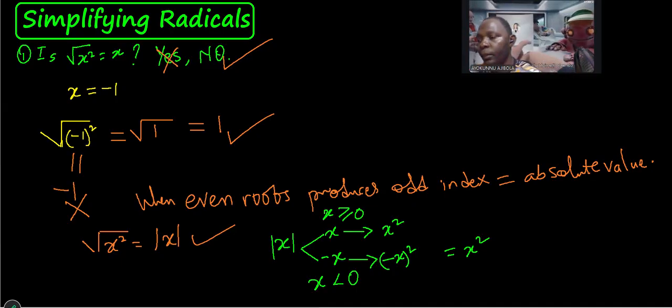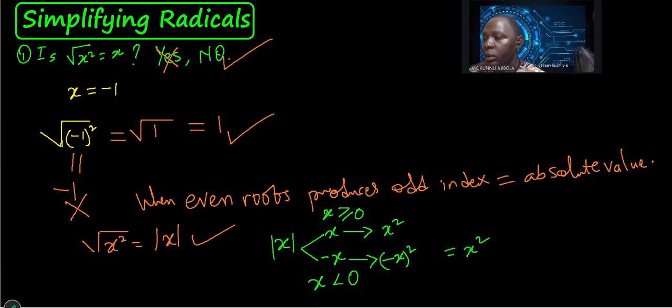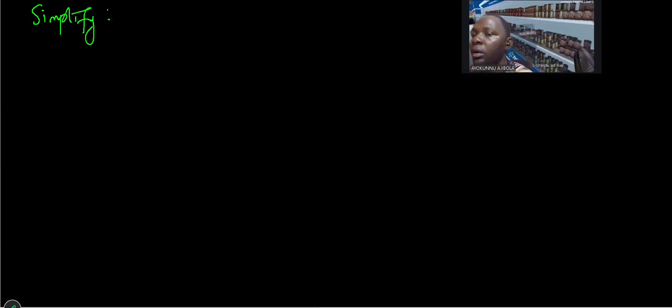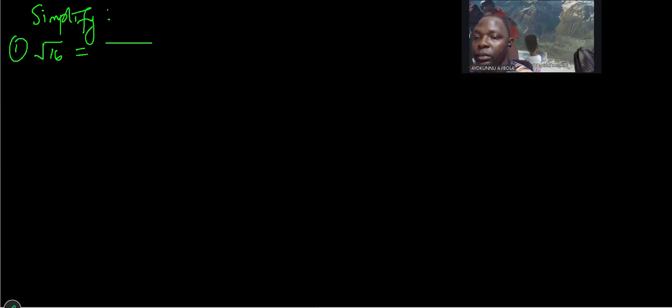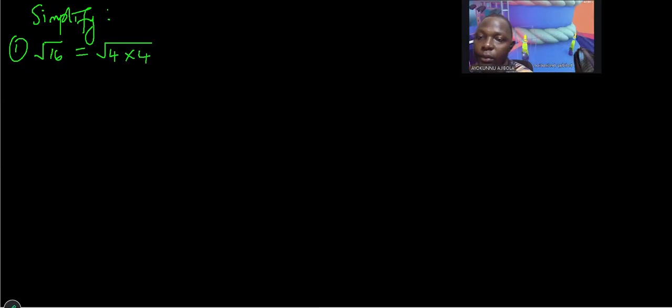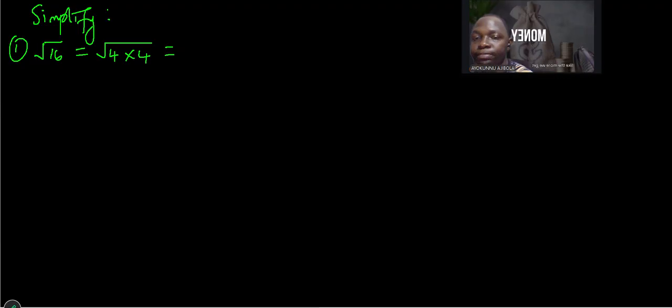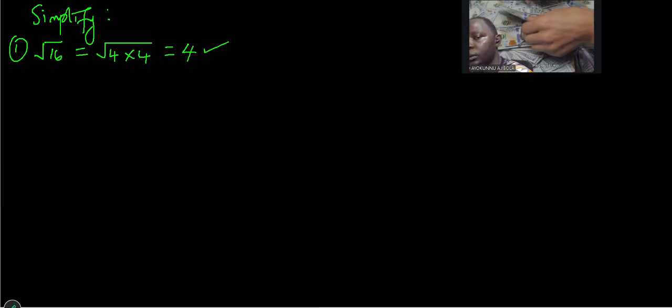Yes. Okay. So let's move on to some other kind of questions, like to simplify. The first one, we have root 16. And since this is a perfect square, we know that this is 4 times 4. And root 4 is 2, root 4 is 2. So 2 times 2 is 4. So the answer is this.